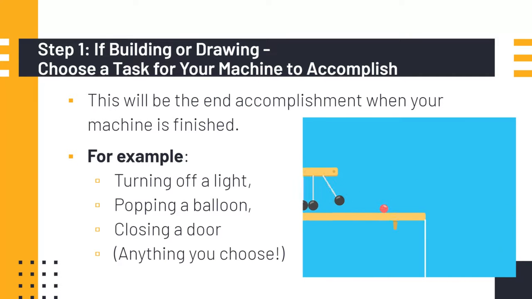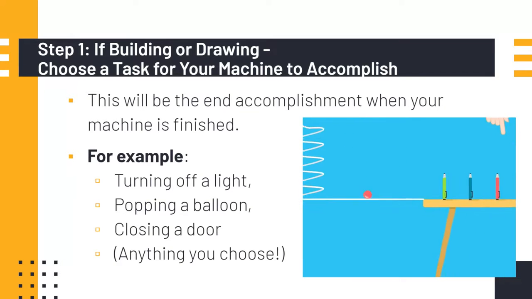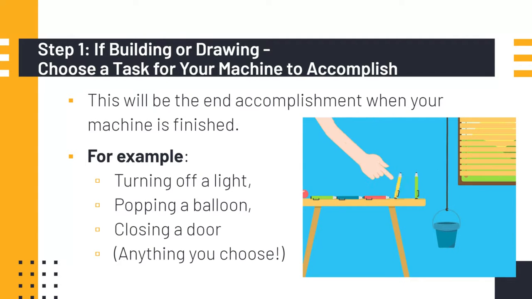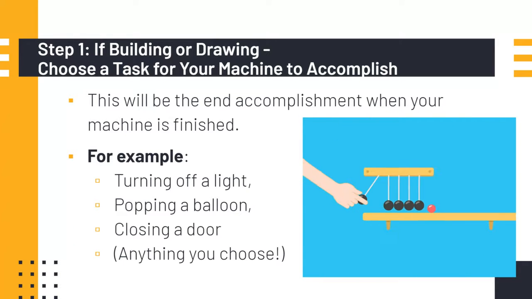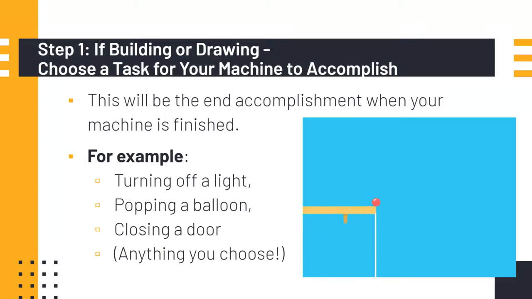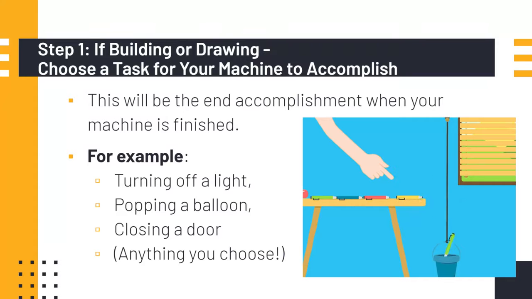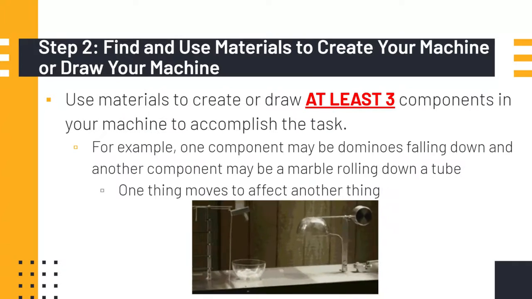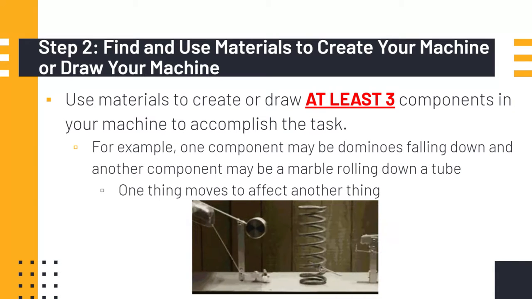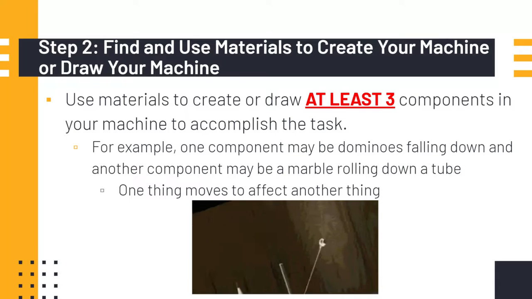And then if you're building or drawing, you are going to choose a task for your machine to accomplish. So this will be the end accomplishment when your machine is finished. So for example, in this GIF, the end task is opening the blinds to the window. So a couple examples I found were turning off a light, popping a balloon, closing a door, really anything that you choose. Once you pick your task, you're sort of going to work backwards, and you are going to find and use materials to create your machine to accomplish that task.